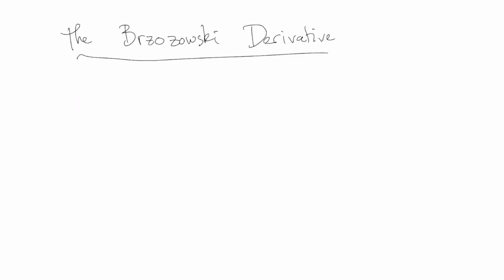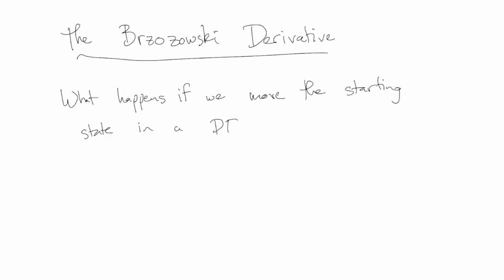But the question is, what happens if we move the starting state in a DFA or NFA? I'll just say DFA. What happens if we move the starting state in a DFA? This sounds like a random, useless question, but it turns out this is the basic idea behind the derivative, and it turns out to be super useful, although it's not obviously a very interesting question at all.